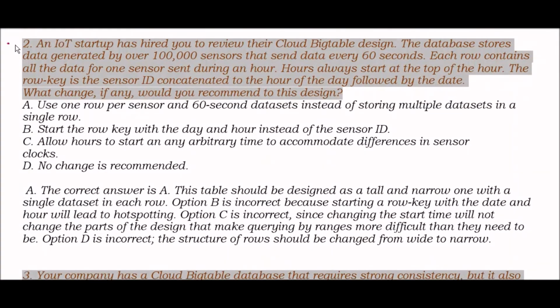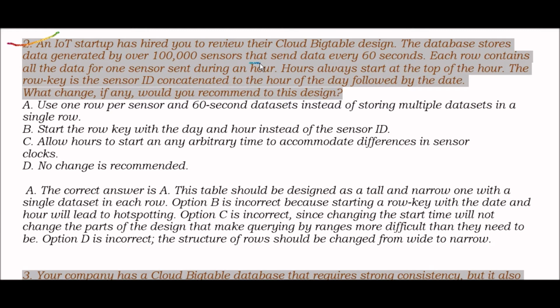Next question. An IoT startup has hired you to review their Cloud Bigtable design. The database stores data generated by over 100,000 sensors that send data every 60 seconds. Each row contains all the data for one sensor sent during an hour. Hours always start at the top of the hour. The row key is the sensor ID concatenated to the hour of the day followed by the date. What change, if any, would you recommend to this design?